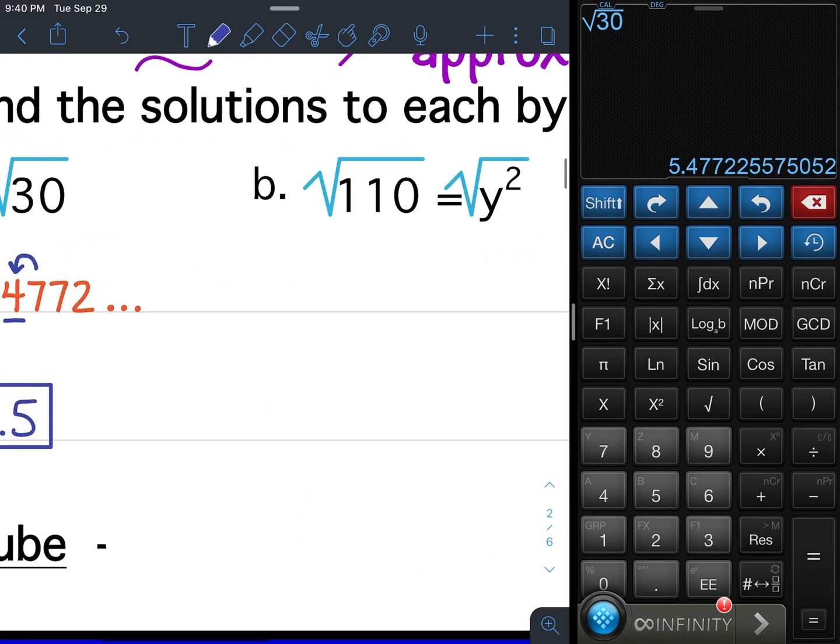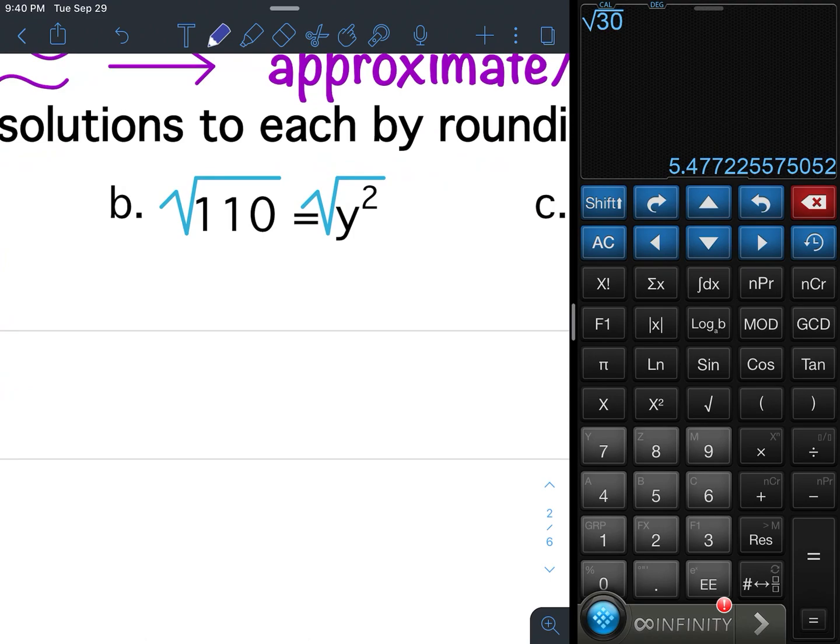Okay, let's try B. Again, the opposite of squaring a number is the square root, so I can cancel those out. I'm going to take the square root of 110, and I get 10.4880 in the calculator. So, positive and negative 10.4880. Remember, 4 decimal places with the ellipsis. And we didn't round yet, so I'm still going to use the equal sign. y.